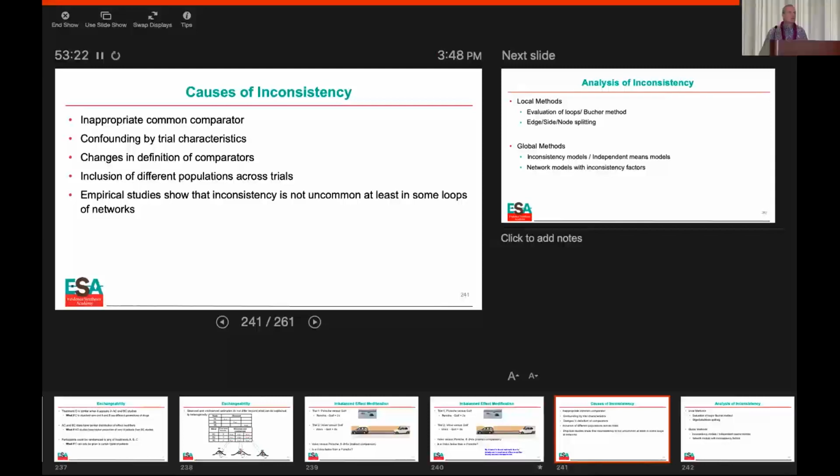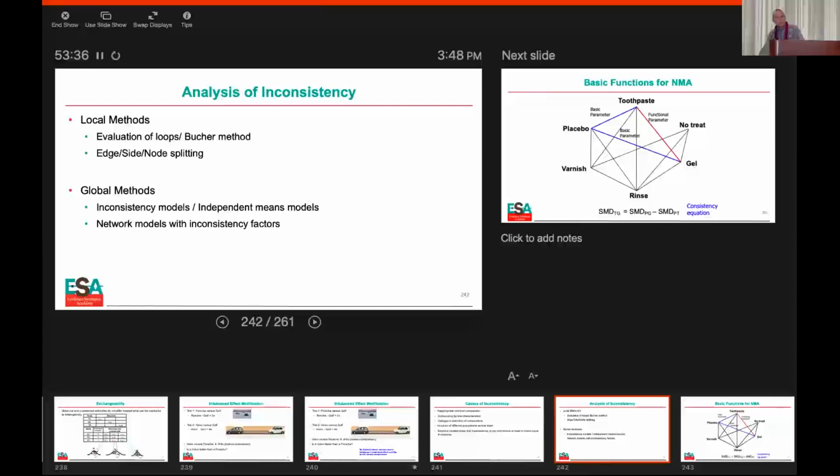So there are going to be a variety of different diagnostics that you can use to test for inconsistency. And what you'll find, particularly in bigger networks, is that there's always some inconsistency somewhere, but it might not be enough to really make a big difference in your analysis. So how do we analyze inconsistency? Well, there's a variety of ways of doing it.